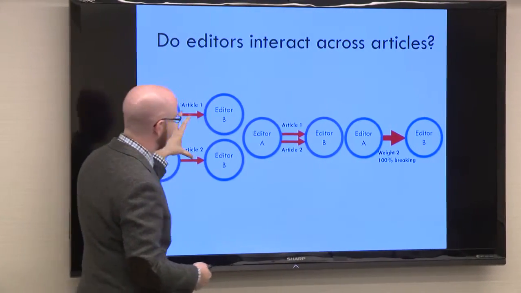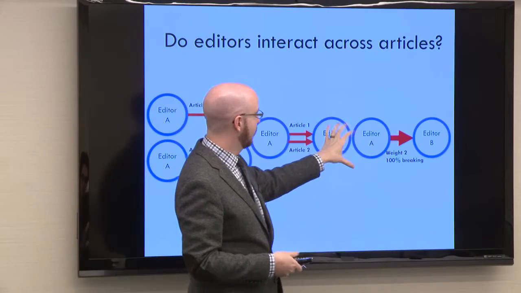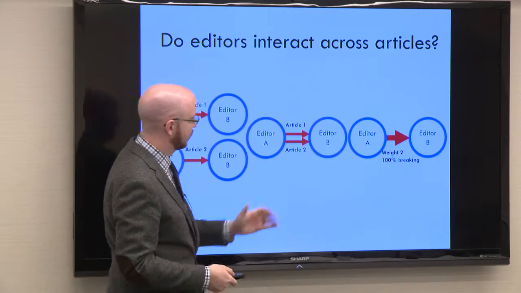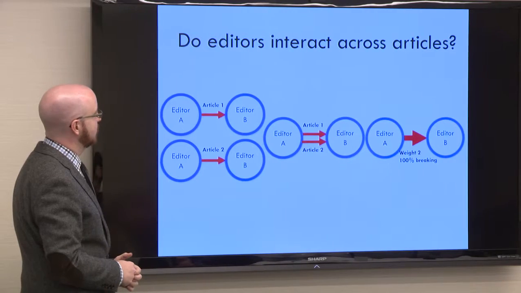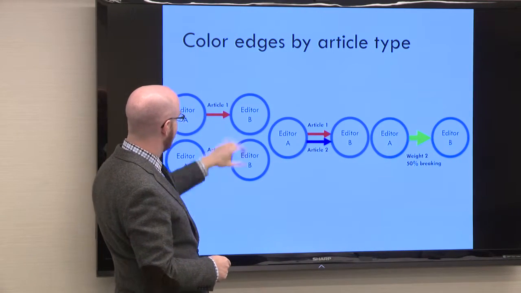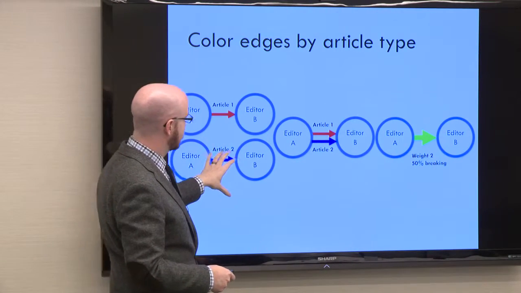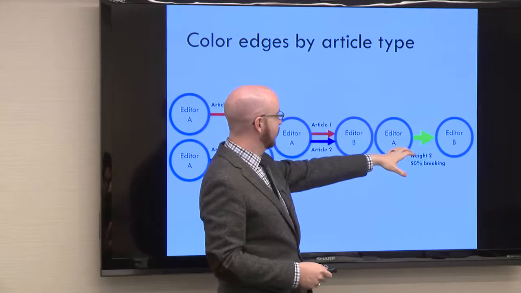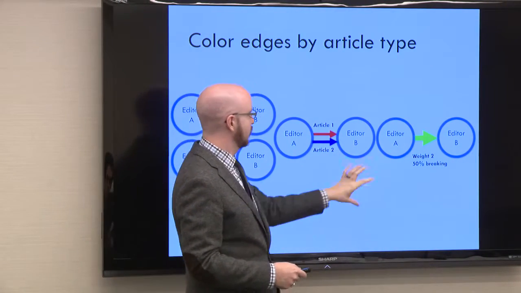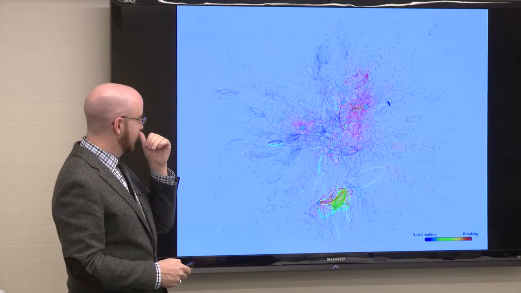Both of these articles happen to be breaking news articles that were created within 24 hours of the event. So 100% of these two interactions are on breaking news articles. We might imagine two other editors who edit on a breaking news article and a non-breaking news article. We'll give them weight too, but we'll interpolate that color to this green to show that they're working on a mixture of breaking and non-breaking articles. And so we get this really interesting resulting graph again.